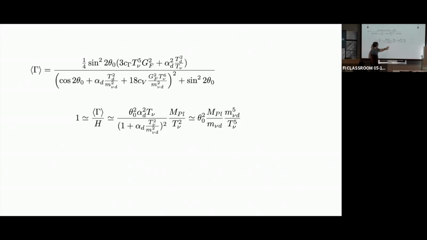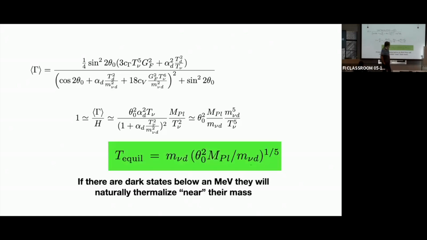If you do that, you get this, and then this is actually the thing I want to pay attention to. Say there's a dark sector. It's got a fermion, it's got an interaction, it can talk to us, it can mix. What happens? The answer is it will equilibrate in general. When will it equilibrate? It will equilibrate at this time. The temperature of equilibration is approximately equal to the mass of the dark fermion times this.